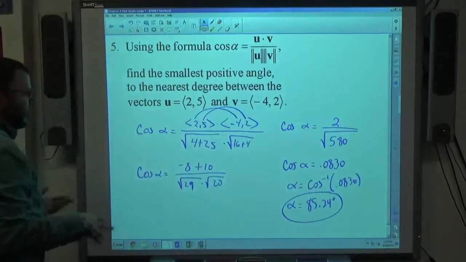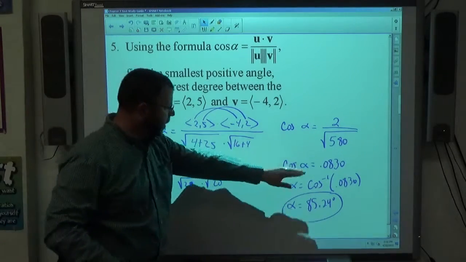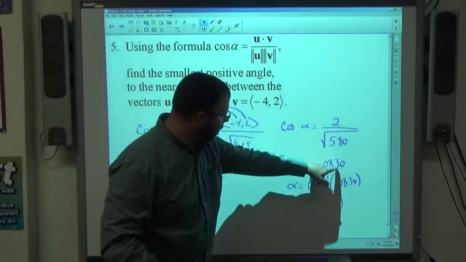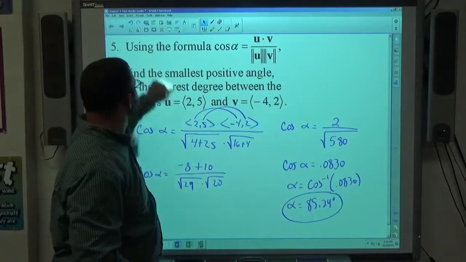Formula will be written on the test. You just have to know how to use it. And again, it's always an inverse cosine at the end. So everything you do is towards getting this number. Once you get that number to a decimal, inverse cosine of that number gets you the answer you're looking for.